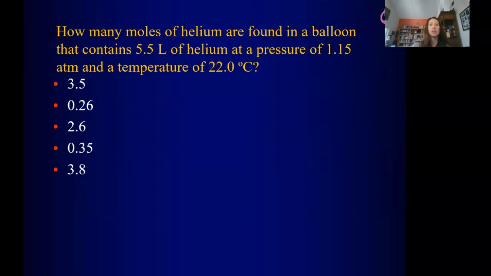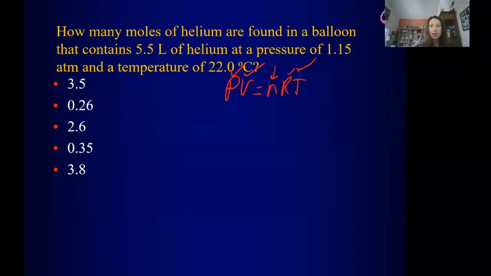Okay, so for this one, we have a volume. So again, we start everything exactly the same way: PV equals nRT. We have a volume, we have a pressure, and we have a temperature. We always have R, and we want moles. So this is just a straightforward PV equals nRT problem, right?